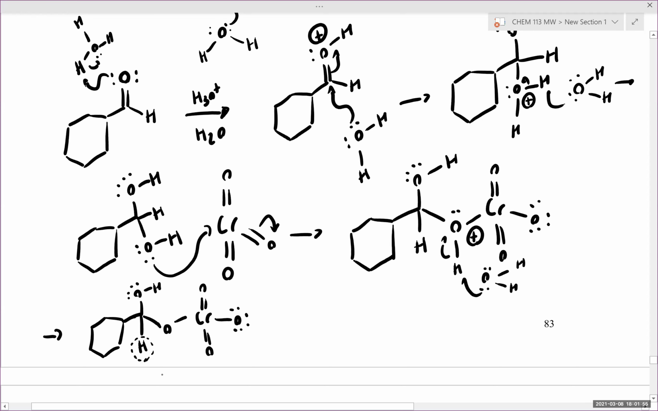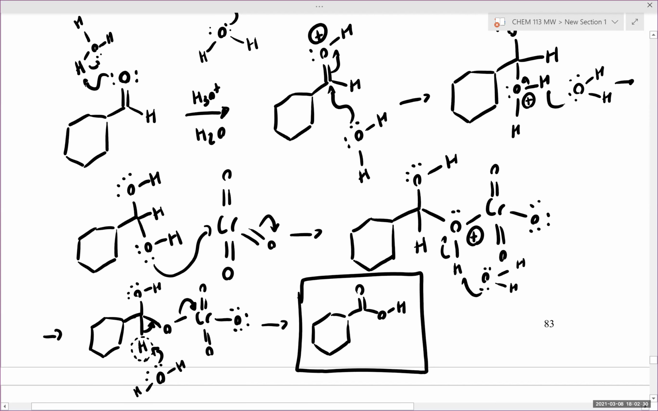Water, yep. Water or any sufficiently basic species will be able to pull off this equivalent of hydride, which then kicks electrons down to generate the carbonyl for our carboxylic acid. In turn, we kick 2 electrons to chromium, reducing the chromium trioxide from chromium 6 to chromium 4. Okay, perfect. That gives us our desired carboxylic acid, the major product from this exhaustive oxidation sequence.